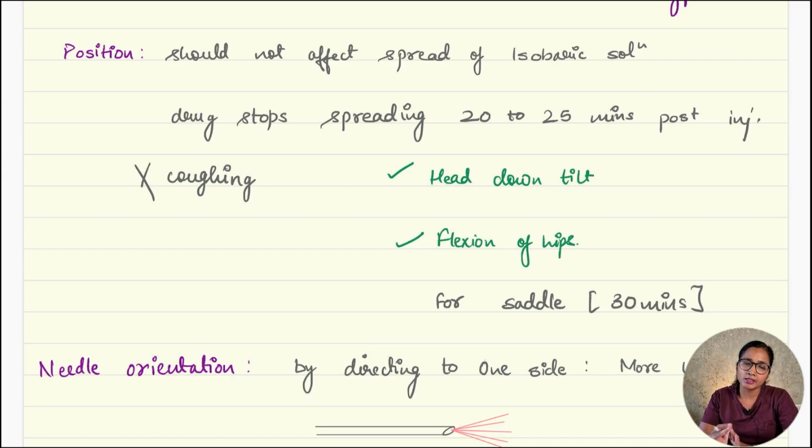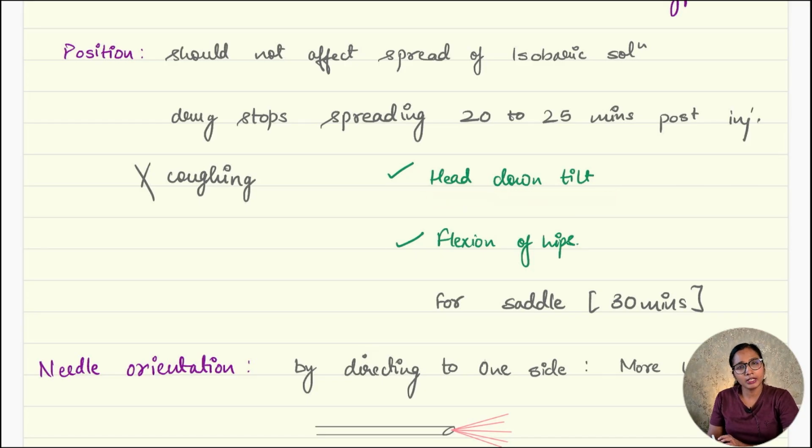It spreads at the site of injection only. So position does not affect the spread of isobaric drug. Drug stops spreading after 20 to 25 minutes of injection. So the game is only for the initial 10 to 20 minutes and the spread stops after that. So achieving a block height is during the early few minutes of the injection.